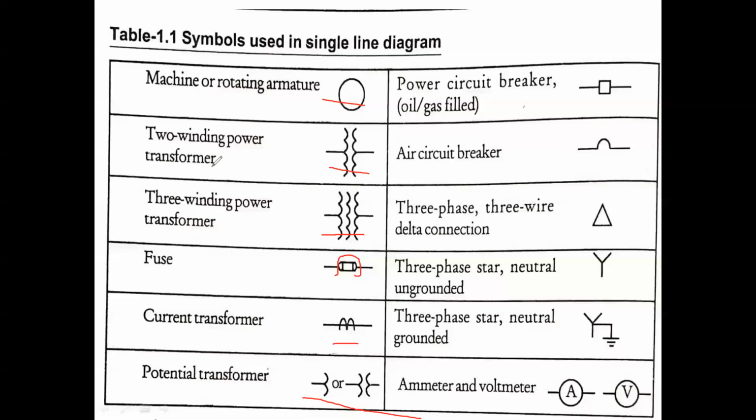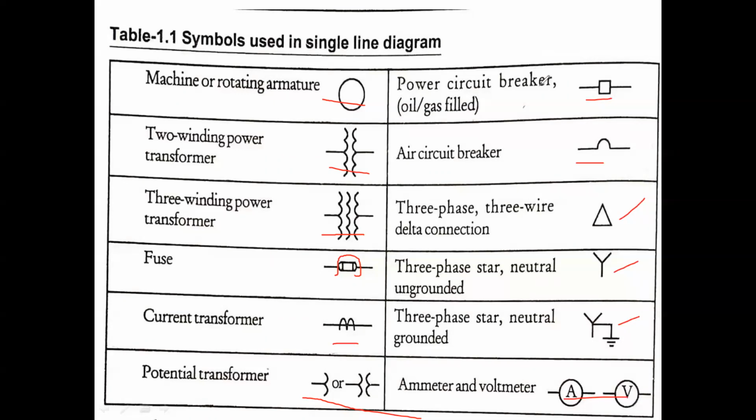In a single line diagram, first of all you have to know the symbols, how we represent the different circuits and different elements in our power systems. Most of the symbols you have already come across in machines and power systems. Some symbols like circuit breakers, the air blast breakers, transformers, delta connection, star with grounded, and meters you already know.